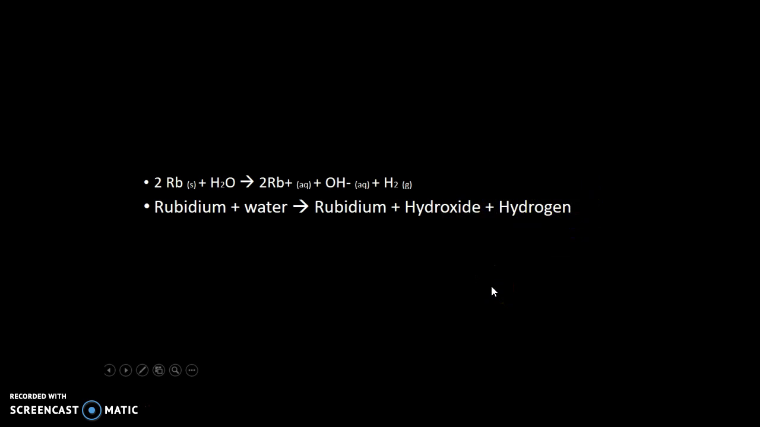So that is why rubidium is a very dangerous alkali metal. It's one of the alkali metals that reacts the most to water. All alkali metals react to water, but this one is reacting the second most. There's one more that reacts more to water.